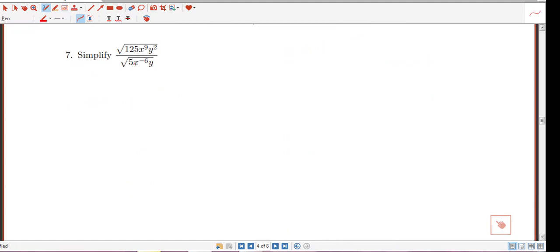Now let's go to number 7. Simplify. Okay, so I'm staring at this a little bit. Do you notice that 5 is going to go into 125? And then maybe I could combine all the x's together and the y's together under the radical. So I'm going to approach this in a little bit of a different way.